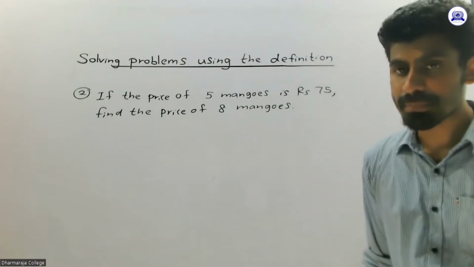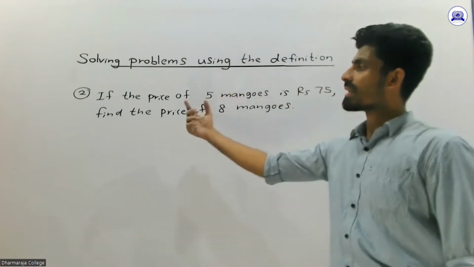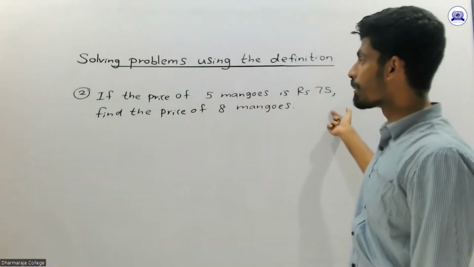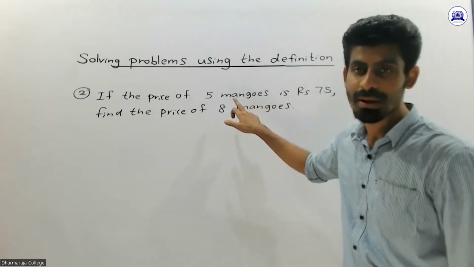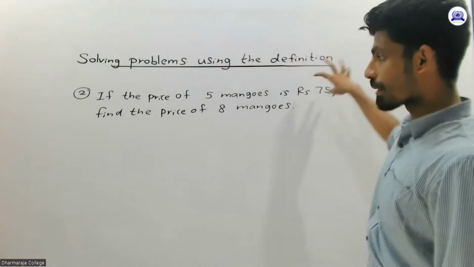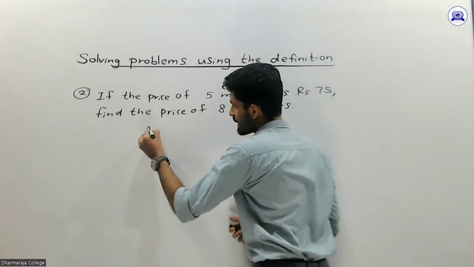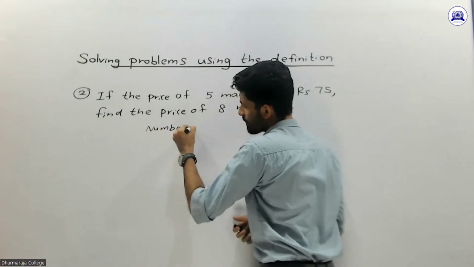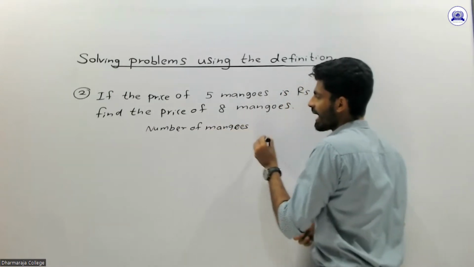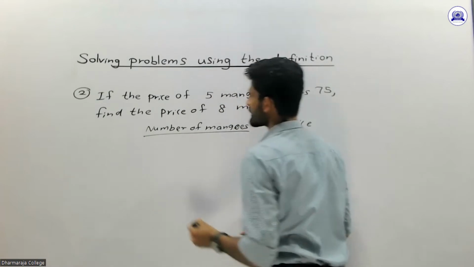Second question: if the price of 5 mangoes is 75 rupees, right? Now mangoes are very expensive, am I right? So this is just a number. You can't buy 5 mangoes at 75 rupees, right? 5 mangoes is 75 rupees. Find the price of 8 mangoes. Just consider the number of mangoes and the price.